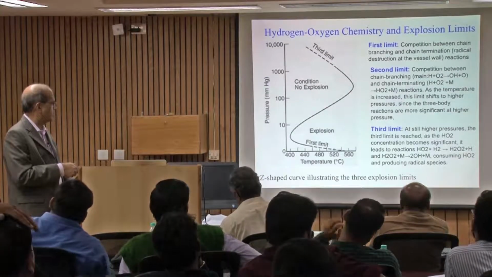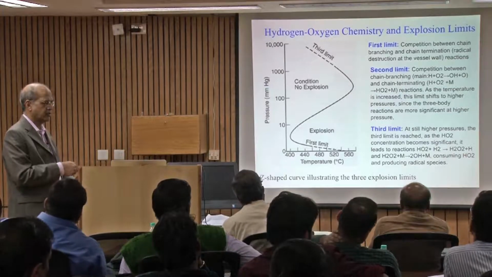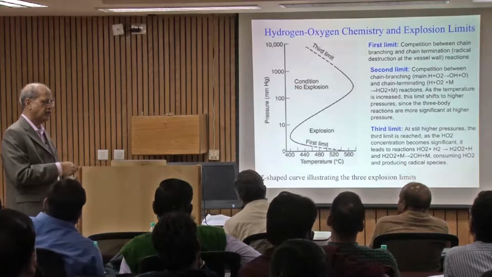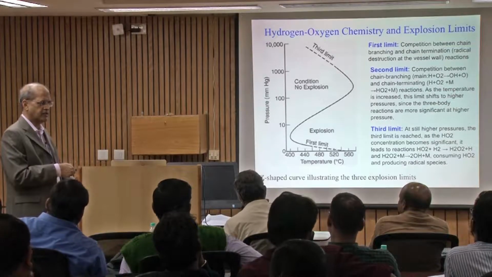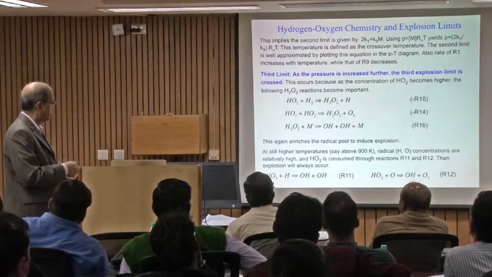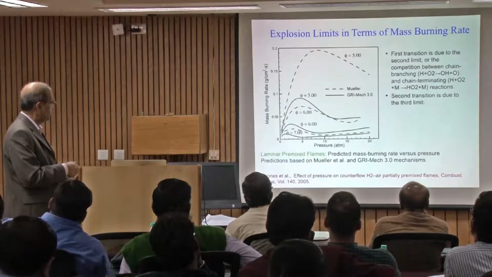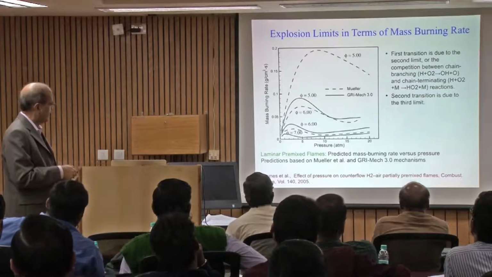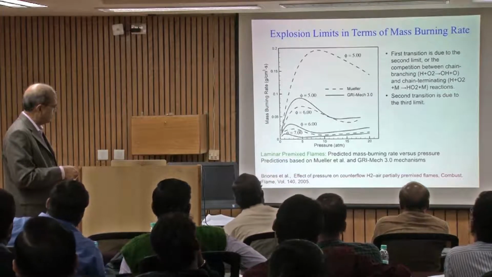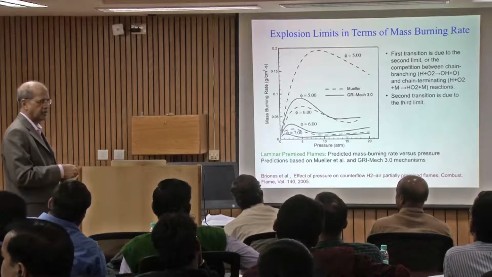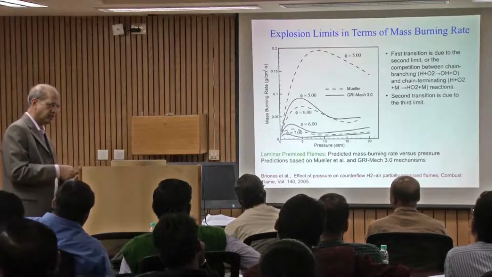The system becomes less reactive as you cross this. In this system, we don't have the first limit, because then you have to go to very low pressures, so we did not do that. So the burning rate starts decreasing at high pressure. And then, at still some very high pressure, it starts increasing again. That is, you are crossing the third limit.